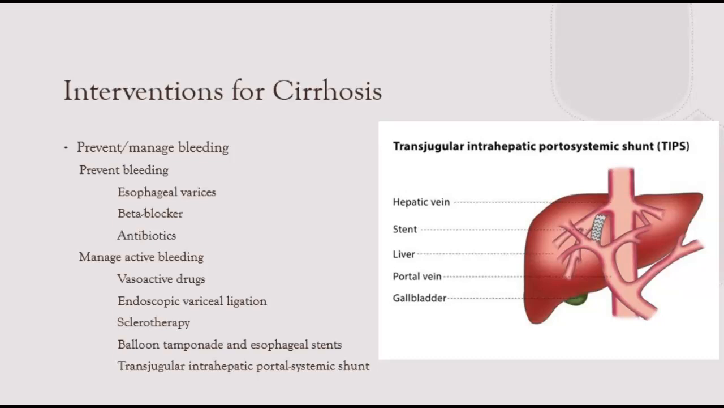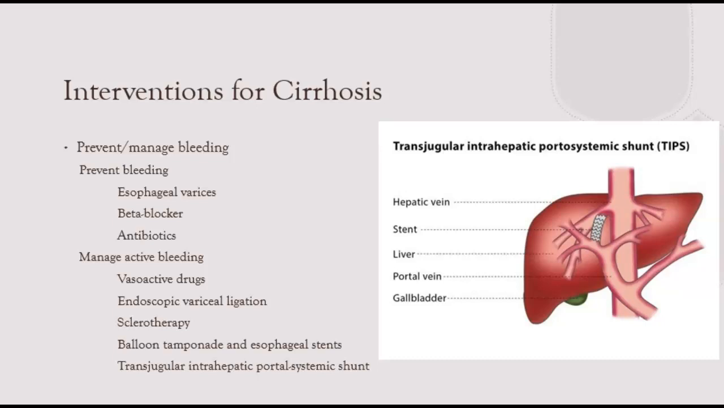Preventing or managing hemorrhage, preventing bleeding. Esophageal varices are the most common cause of upper GI bleed in patients with cirrhosis. You want to screen for varices before an endoscopy. A beta blocker can be used to prevent bleeding, and antibiotics can be used to prevent infection, which can lead to bleeding.